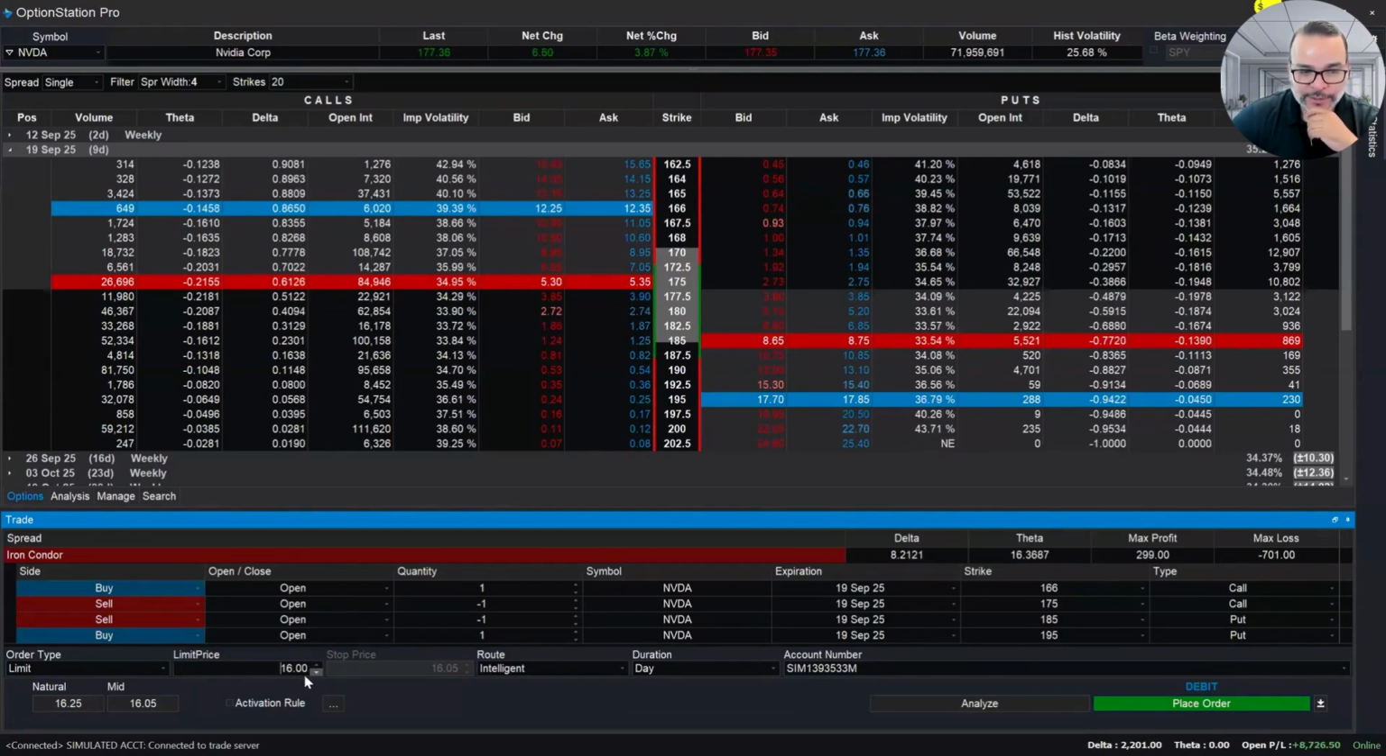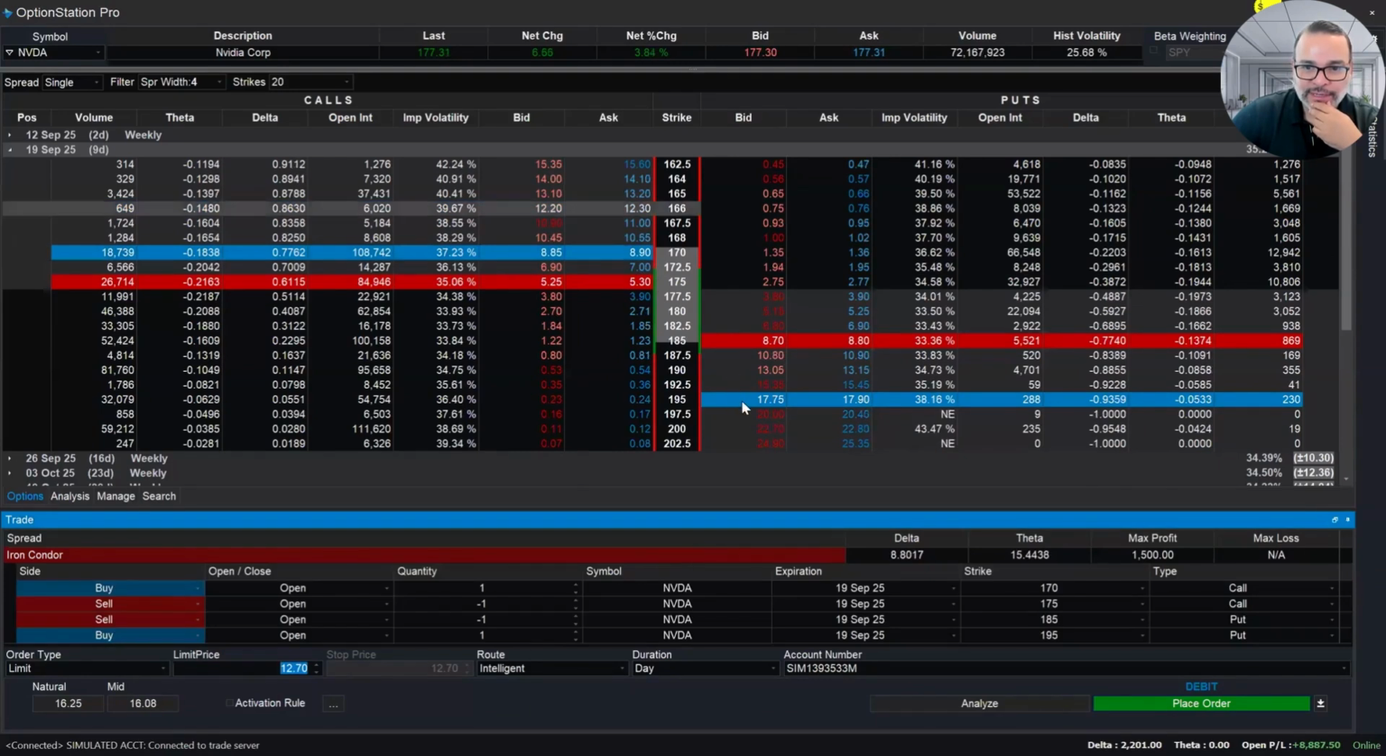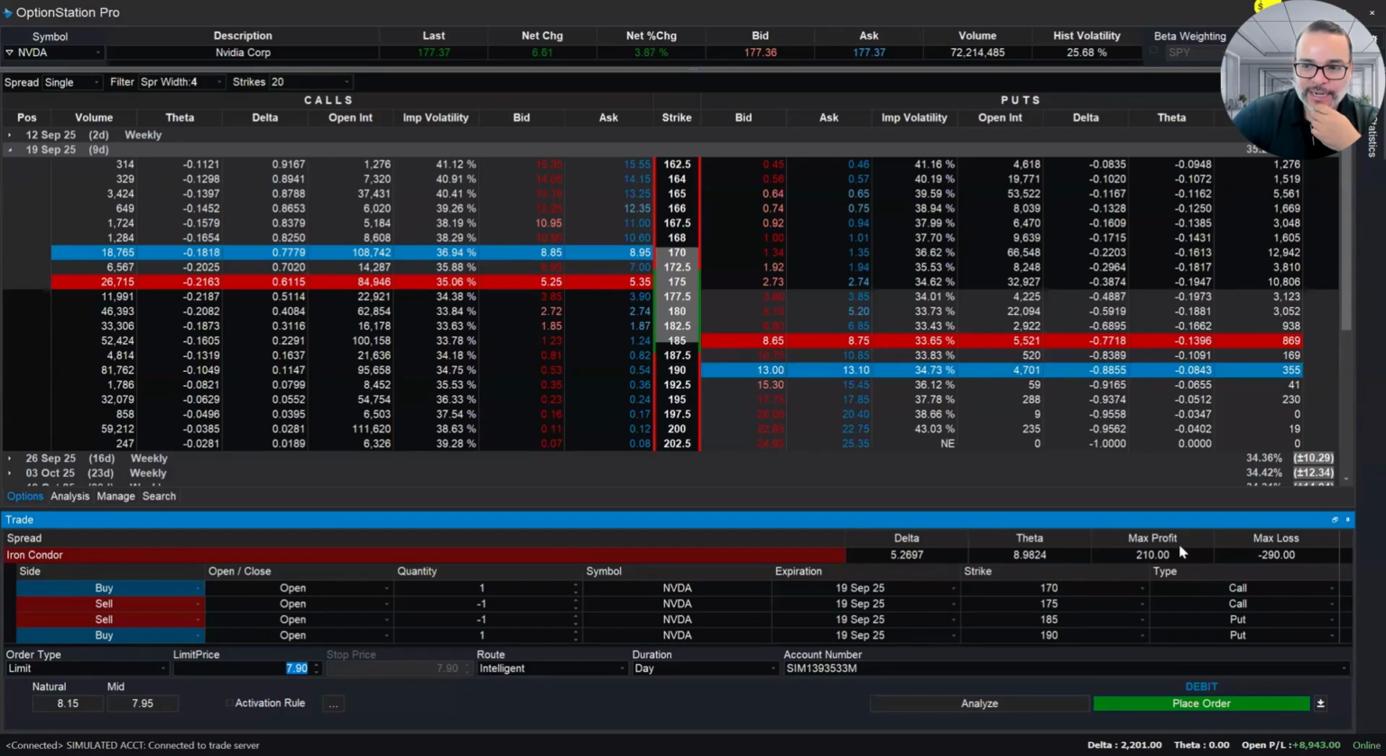Let's say, for example, that I want to improve my entry price by a few pennies. So I'm going to say that I want to enter this spread at $16. If you look over here on the right, we have a maximum profit of 300 and a maximum loss of 700. So you do get a feeling of how much your spread is going to cost you. And as I drag these legs, let me bring them back to 170 and 190 as I had them before. You can see that it affects the maximum profit and the maximum loss.